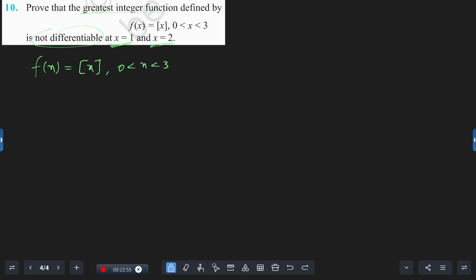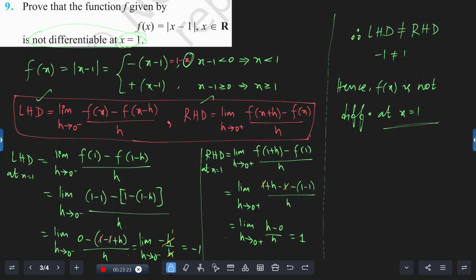First 1 we will say, then we will go to 2. Listen carefully, children. Here also the same formula I am going to use. Left hand derivative formula, I hope you people remember. First of all I am going to check at x is equal to 1. What is the formula? Limit h tends to 0 minus f of 1 minus f of 1 minus h divided by h. I have given this formula on the previous page. Instead of x I am giving 1.